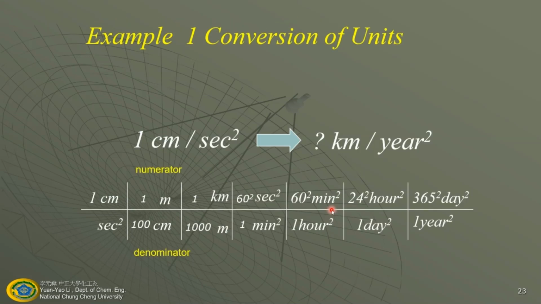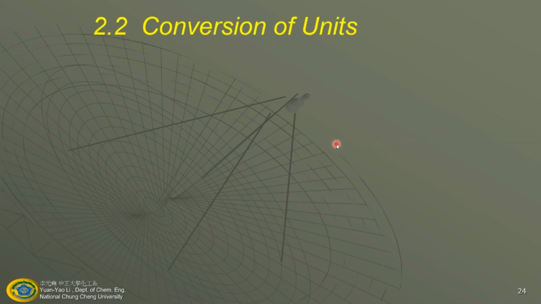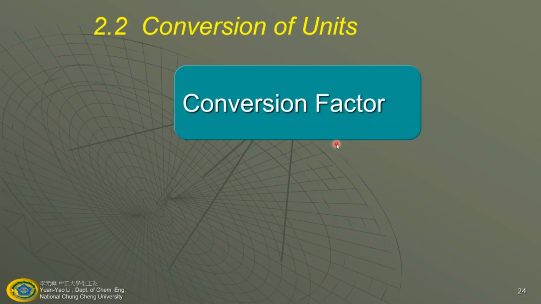So once you do a very easy calculation, you just 1 times 1 times 1 times 60 power 2, 24 power 2, and 365 power 2 here. And for the denominator, you have 100 times 1,000. And you do a simple calculation, you will know the value here. Easy, but takes time. Okay, the important thing is you need to know conversion factor and the dimensional equation. So let's summarize section 2.2, conversion of units. Important things: conversion factor, you need to know. Second, dimensional equation.